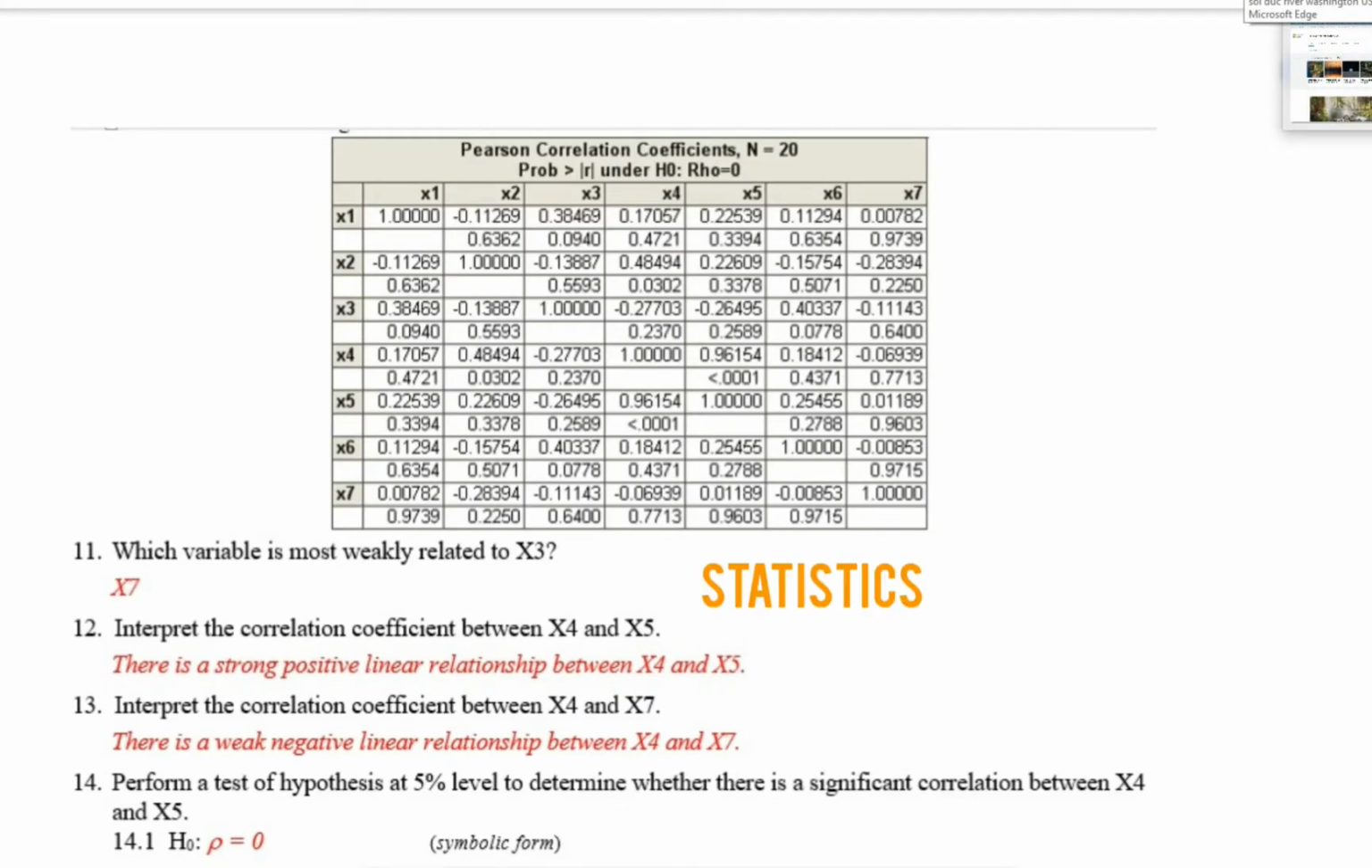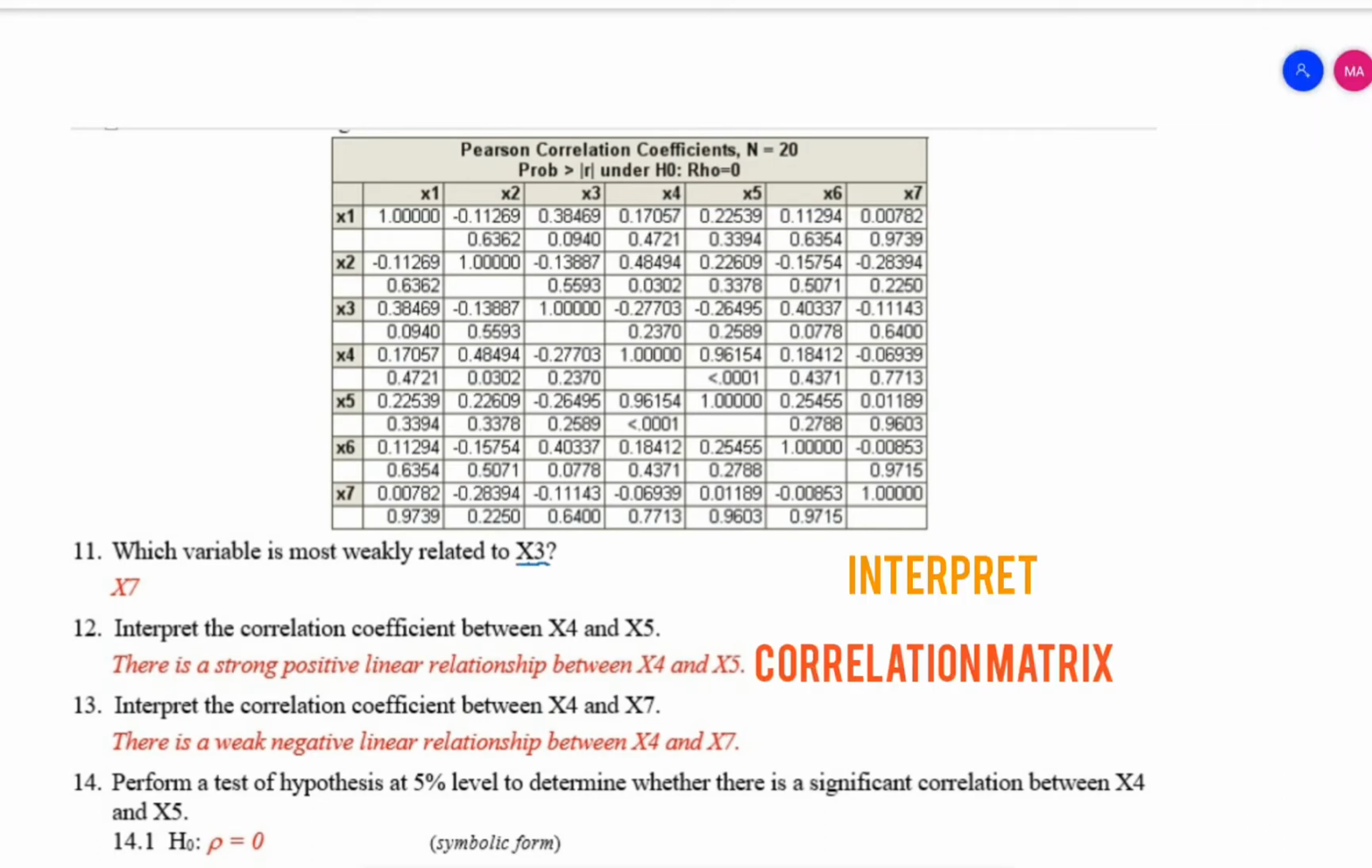11. Which variable is most weakly related to X3? Check row X3 or column X3, the same. The R values are above. X3 and X1 R value is 0.38, X3 and X2 R value is negative 0.13. Weakest, most weakly, means nearest to 0.